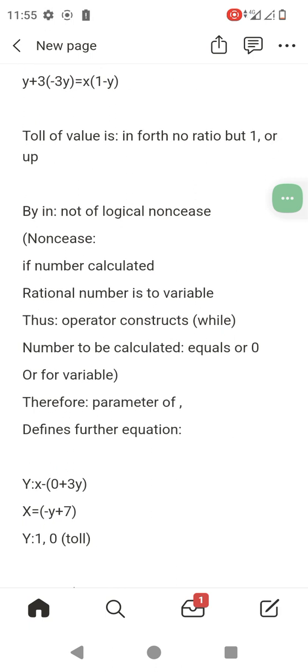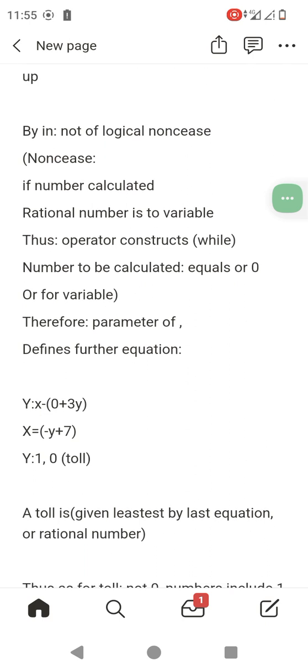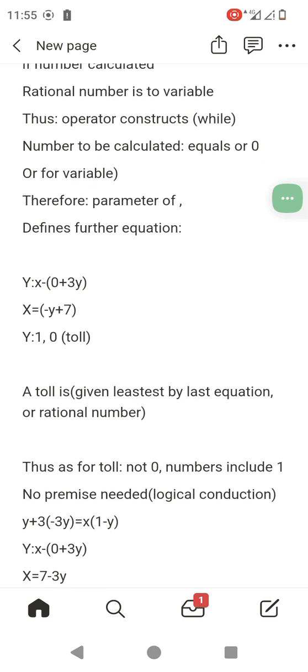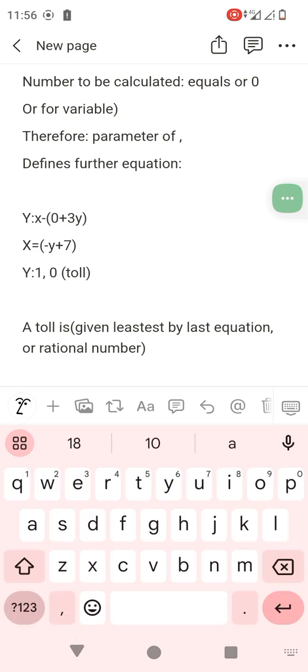By logic, if the number calculated is a rational number to a variable, thus operator constructs. Number to be calculated equals 0 or for variable, therefore any parameter defines a further equation, which is this one here, with tol defined as by x equals minus epsilon minus y plus 7, y as tol 1, 0.